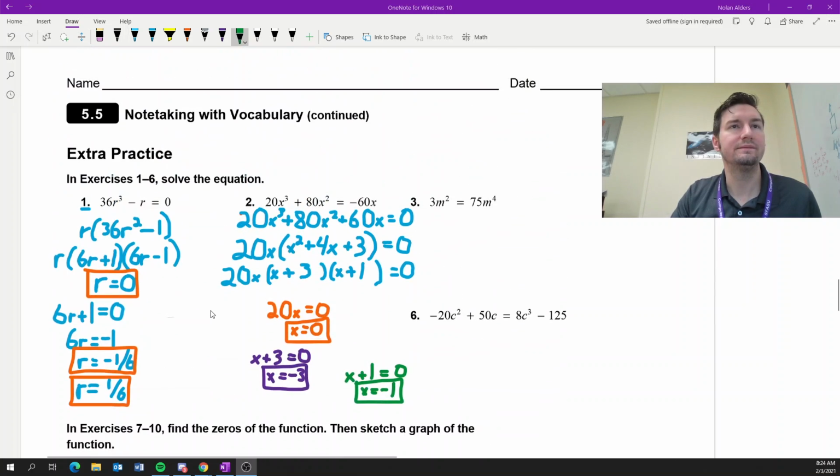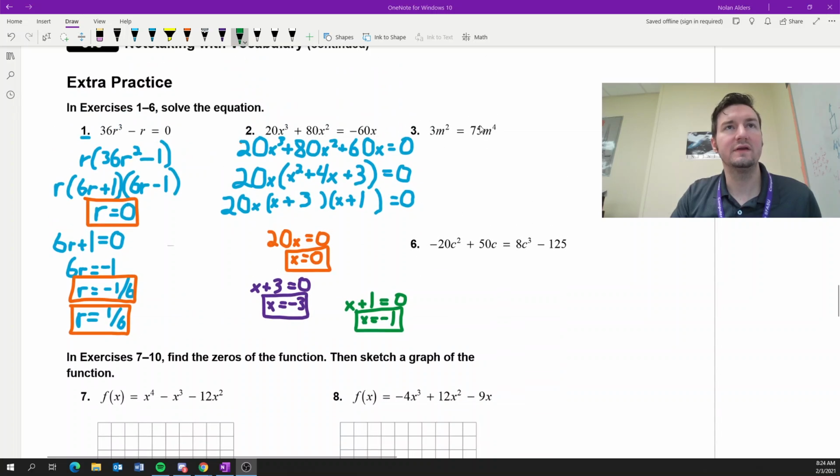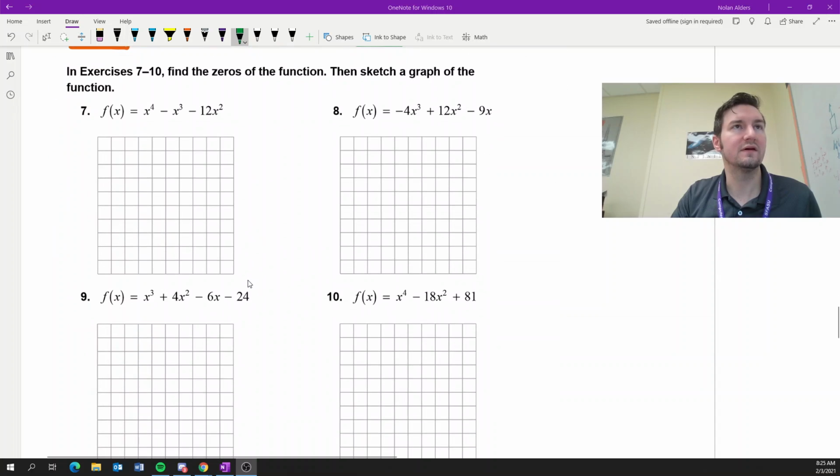All right. I'll leave the other 2 up here, so if you want to try them, you can. But like I said, first step, move whatever you have on the right side over to the left, and then factor it, and then you can solve.